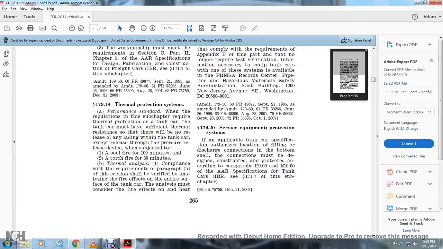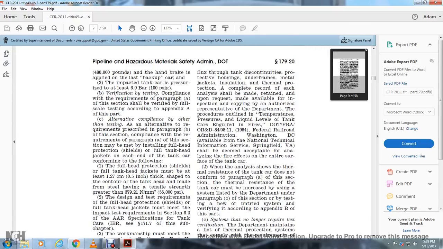The analysis must consider fire effects when the heat flux to the tank is discontinued, with protective housings, underframe, and the metal jacket for the installation of thermal protection. A complete record of each analysis shall be made, retained, and, upon request, made available for inspection by an authorized representative of the Department. The procedures outlined for temperature, pressure, liquid level in tanks, and engulfing fires, FRA ORD OR&D 84-08, 1984, Federal Railroad Administration, Washington, D.C., available from the National Technical Information Service, Springfield, Virginia, shall be deemed acceptable to analyze the fire effects on the entire surface of the tank car.